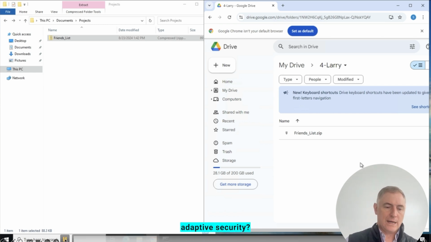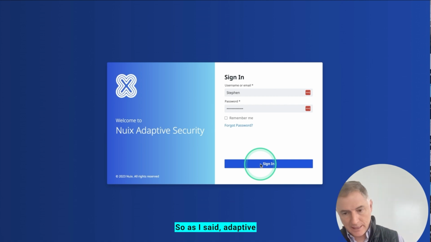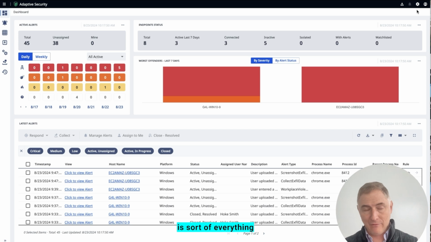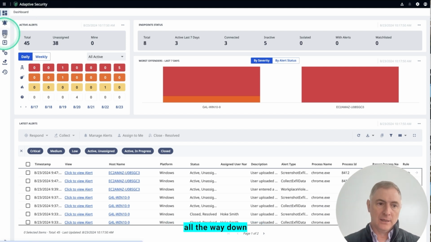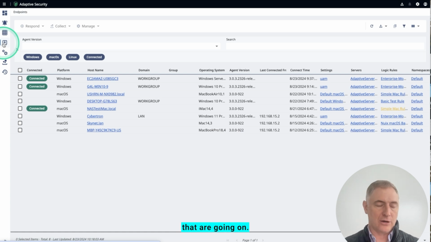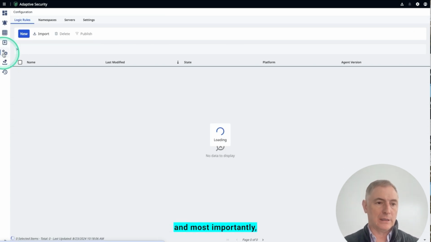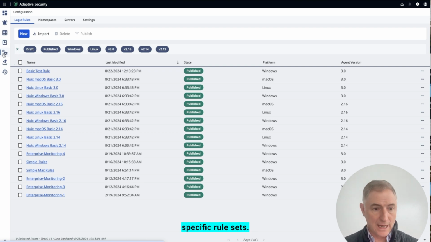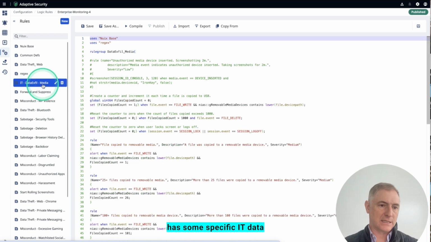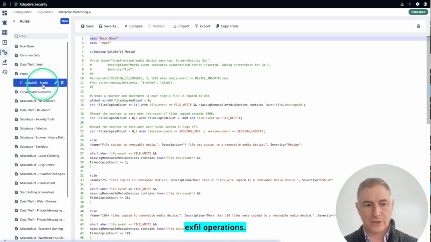But what if you were running Adaptive Security? As I said, Adaptive Security is Nuix's endpoint and digital behaviors capability, and it gives you a lens into everything that's happening on the monitored endpoints. Everything from user behaviors, what websites they visit, all the way down to really low level cybersecurity behaviors and events. You can understand the process, look into that endpoint, and most importantly, you can define specific rule sets. Here we're going to look at our enterprise monitoring rule set, which has some specific IT data exfil operations.